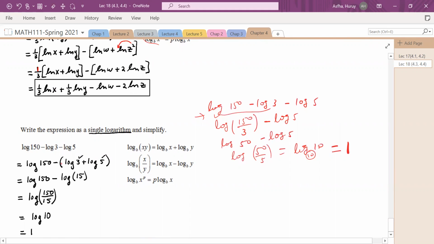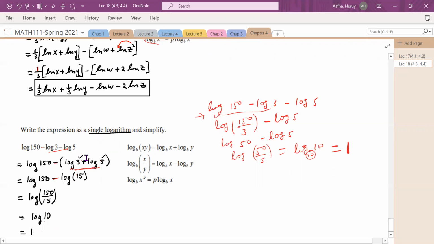Okay. And here I kind of approached it in a different way. We factor out a negative from these two. So we have negative log 3 plus log 5. And using the product property here, we add them, we multiply them. So we have log 15, 3 times 5. And then using the quotient property, we have 150 over 15, and that will give you 10. So we have log 10 is 1. And that's how we go back.